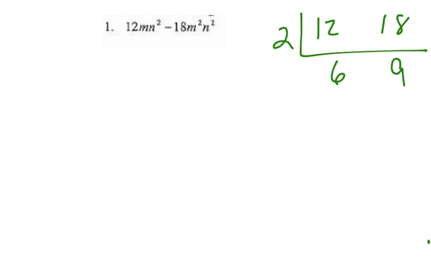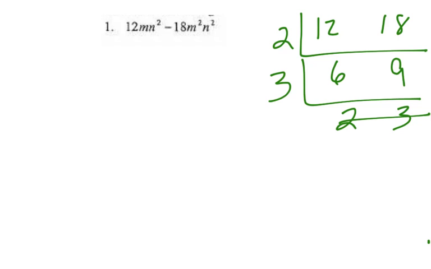Okay, looking at number 1. We have a 12 and an 18. If you're not sure what the common denominator is, come over here to the side and do what we did yesterday. What will they both divide by? 2. 12 divided by 2 is 6. 18 divided by 2 is 9. They'll both divide by 3. 6 divided by 3 is 2. 9 divided by 3 is 3. There's nothing in common. What is 2 times 3? 6. I'm pulling it out.